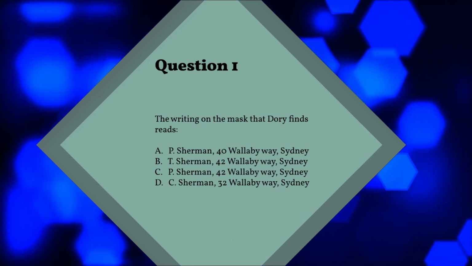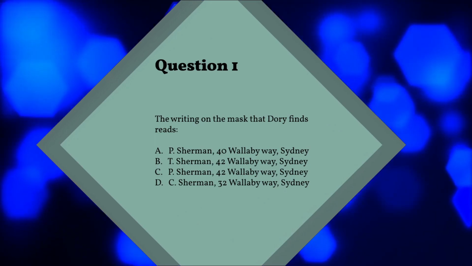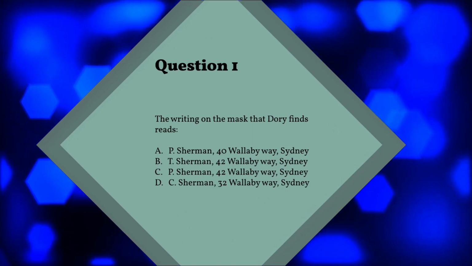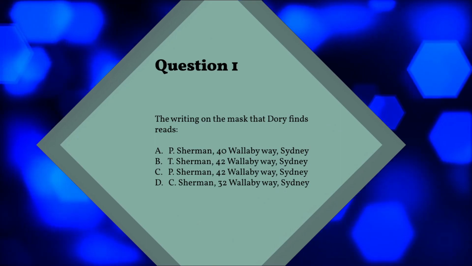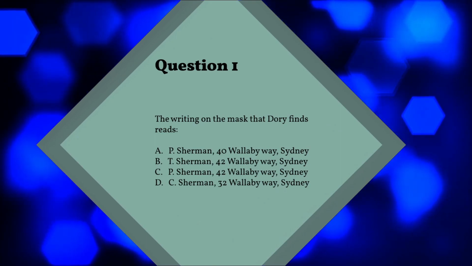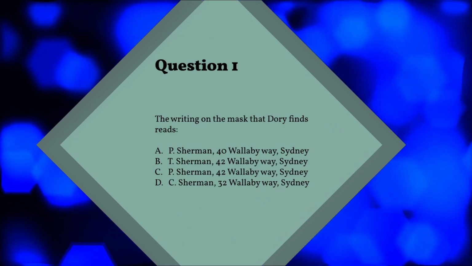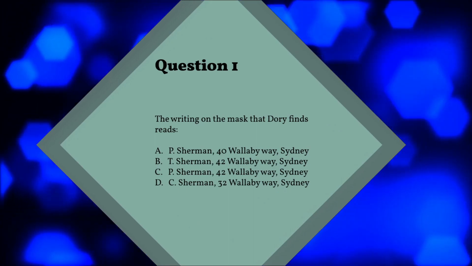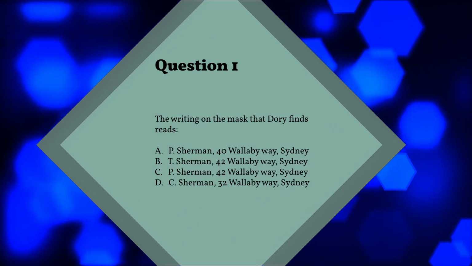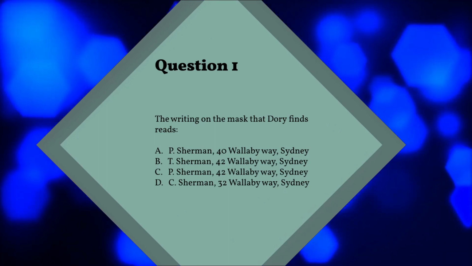Most of the time, detail questions won't even factor into the plot. In this example, it doesn't matter whether it's P. Sherman, or T. Sherman, or C. Sherman. The plot is unaffected. It doesn't matter, for the plot, what the first initial of the mask's owner is. And this kind of thing makes it hard to remember exactly which detail is the right one. You can't work backward from major plot points to find out which detail is correct because they don't have anything to do with major plot points.